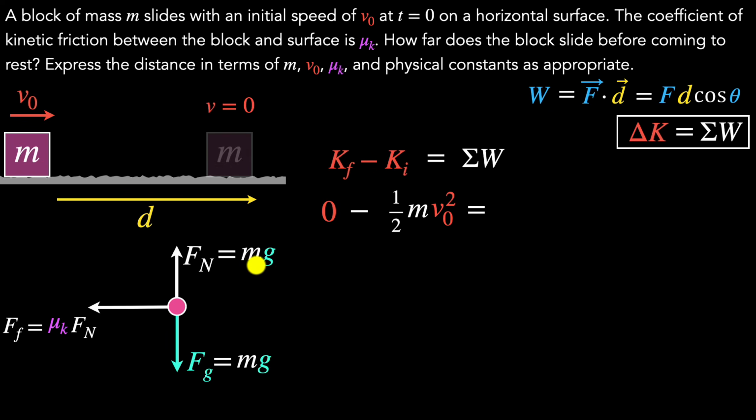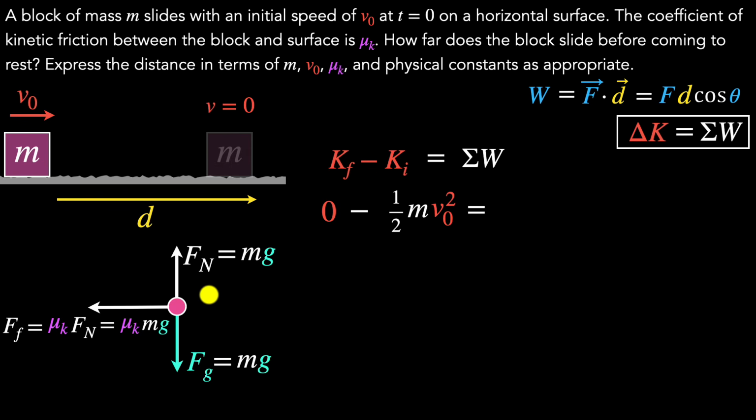That should equal mg. And once I have the normal force, I can plug that in over here. So our force of friction becomes mu k times mg. Now that I have all the three forces, I can calculate the work done by all of these forces on the block and add them up to get the total work done.